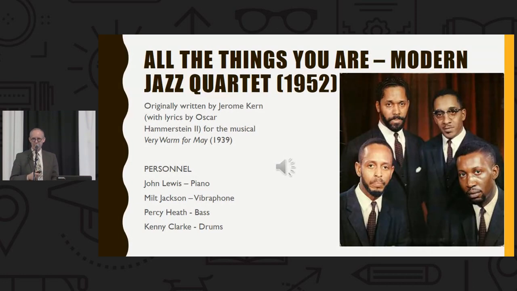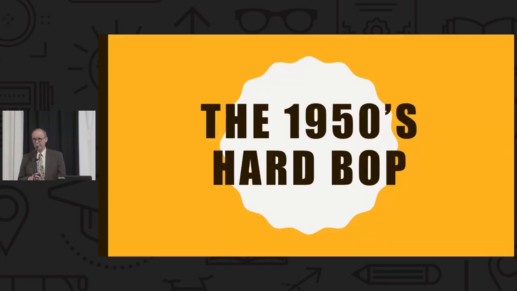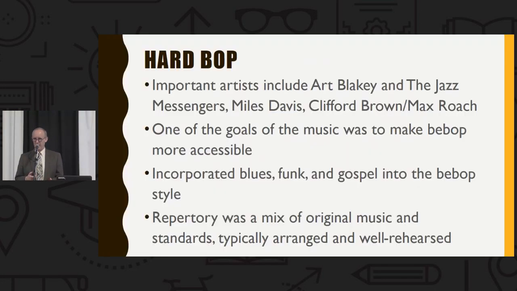John Lewis, the piano player, and Kenny Clark, the drummer, were both on the Birth of the Cool sessions, the Miles Davis recording. Okay, hard bop. So this is sort of an extension of bebop. It was an attempt to make bebop a little more accessible. It's more highly arranged than bebop is, maybe not so highly arranged as the Modern Jazz Quartet.